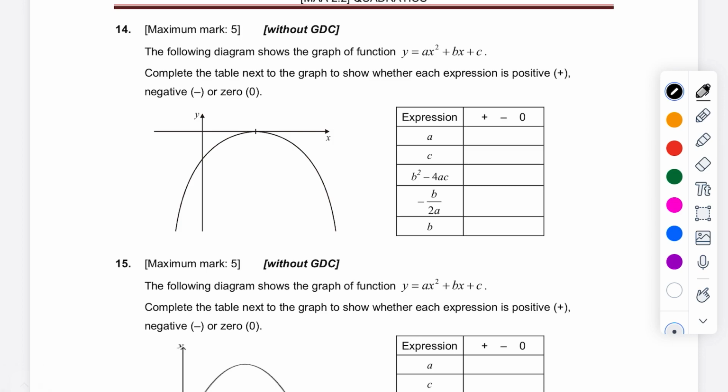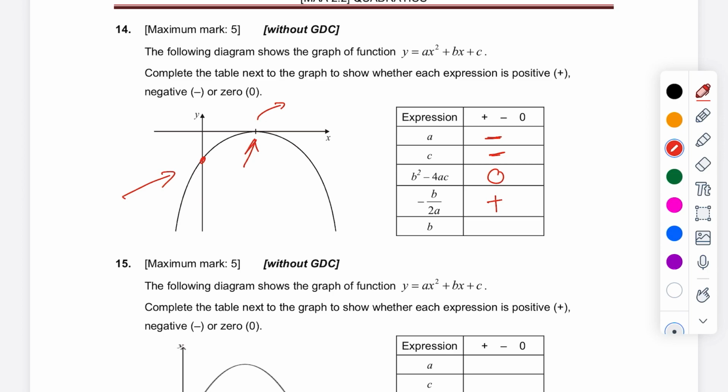Question number 14. This graph is an inverted parabola, so therefore a has to be negative. And we can see that the y-intercept is on the negative side, so therefore c is also negative. Now it is intersecting at only one point, so therefore b square minus 4ac is 0. And minus b upon 2a is the vertex of the parabola and it is a positive x value, so therefore it is positive.